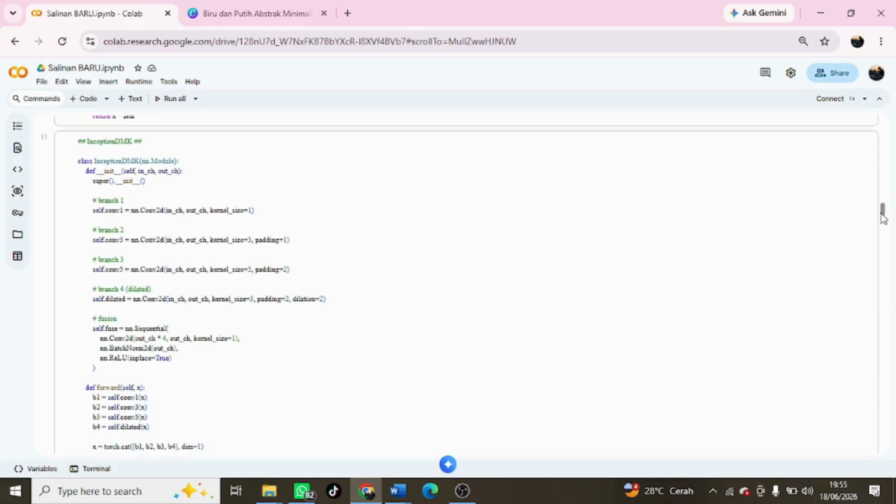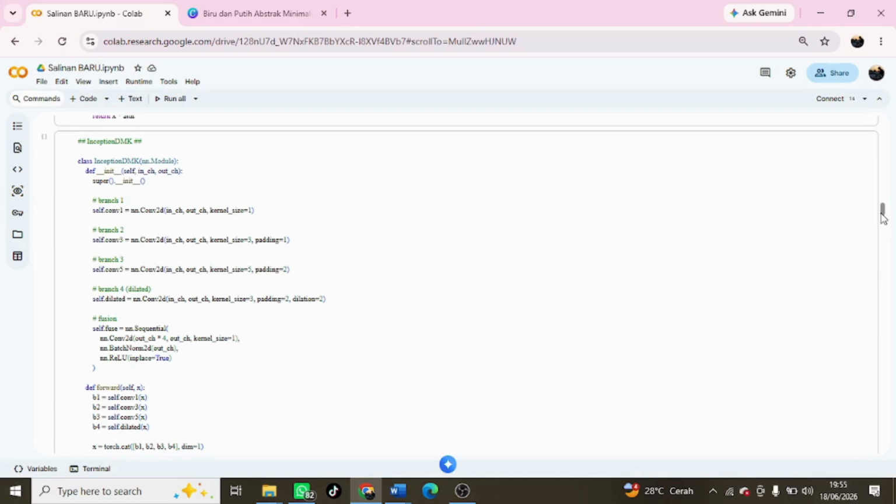The insertion DMK module is used on the edge image branch. This module aims to capture features at various scales simultaneously. Insertion DMK consists of four convolutional branches that operate in parallel, namely 1x1 convolution, 3x3 convolution, 5x5 convolution, and 3x3 dilated convolution. Each branch extracts different information.